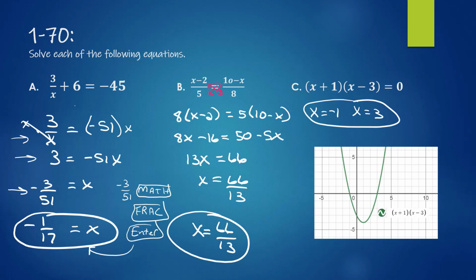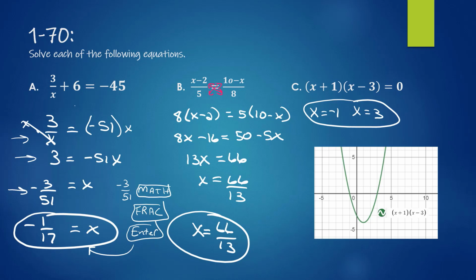So try that. If you don't understand what I'm talking about, put a note in the comments and I'll get back to you with a little video. But it's actually really easy. You type negative 3 over 51. You hit the math button on your Texas Instrument calculator. Then when the menu comes up, you hit the fraction and then you hit enter and it will reduce it to negative 1 over 17.